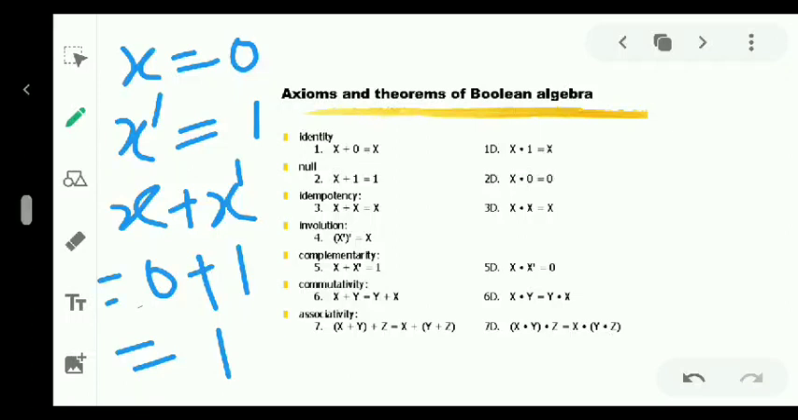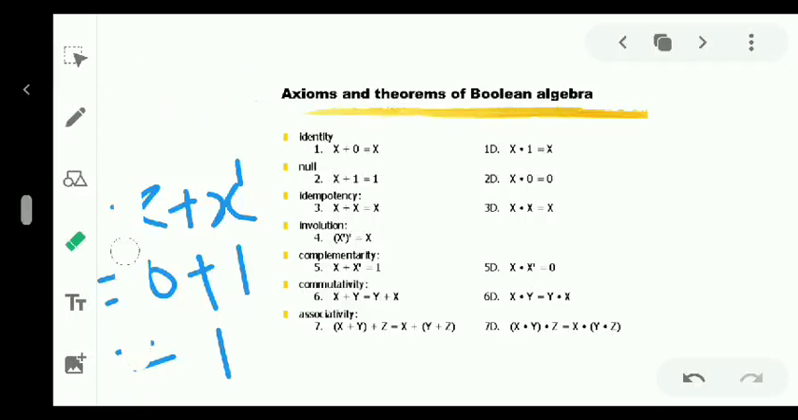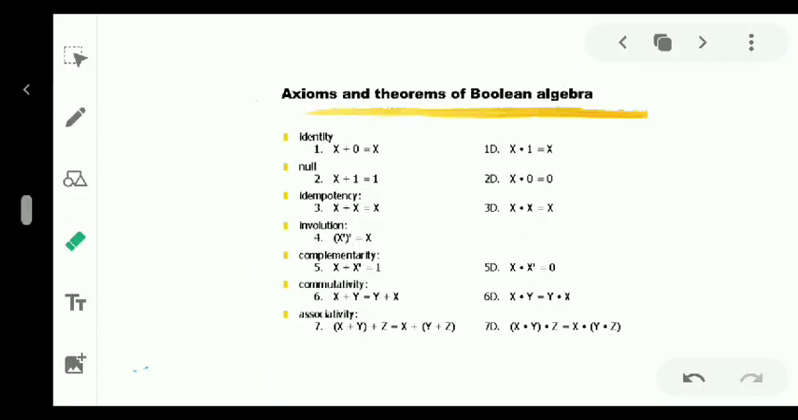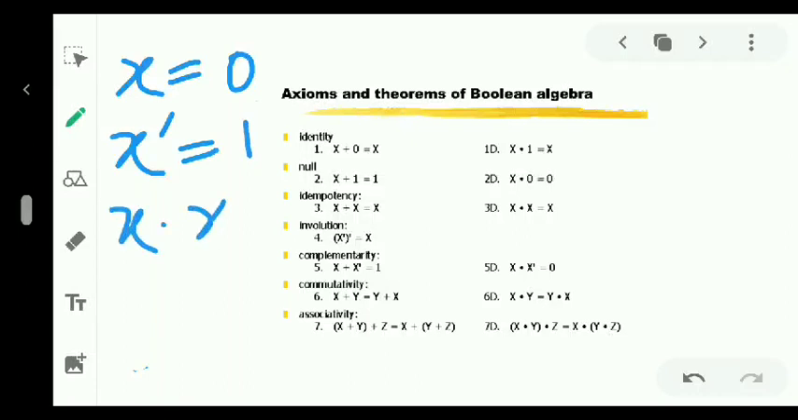Next we will prove that 5D1. If you multiply x with its complement, then you always get the 0 value. So right now I am taking x value as 0. So x complement will be what? 1. So x into x complement, 0 into 1. So 0 into 1 means 0.